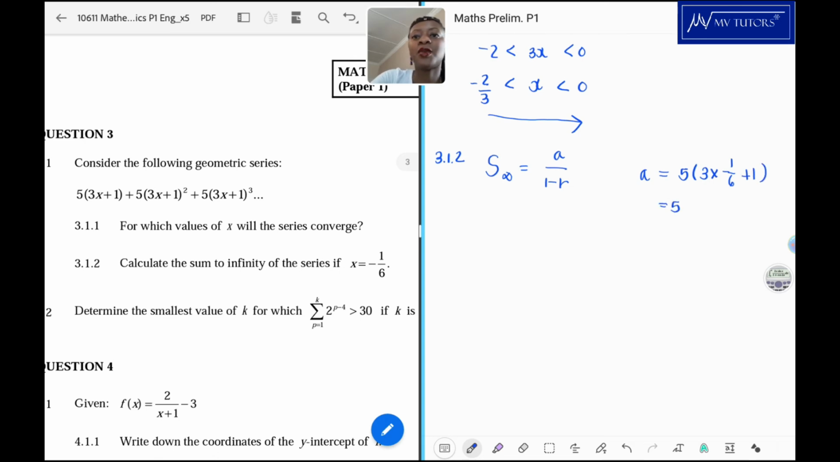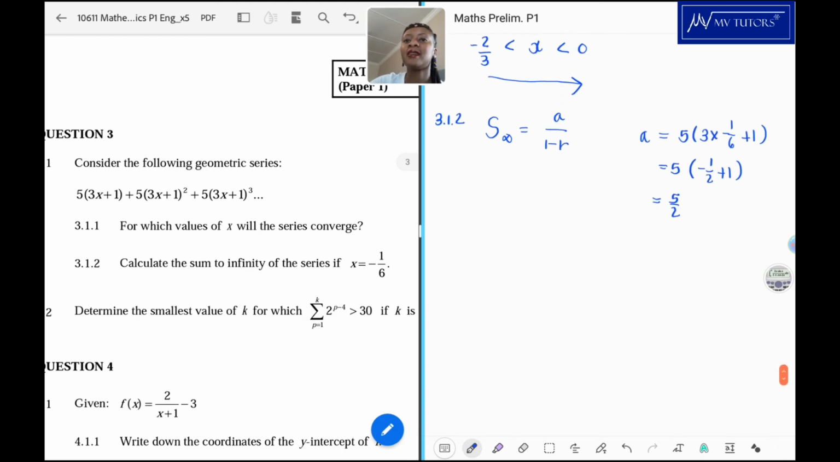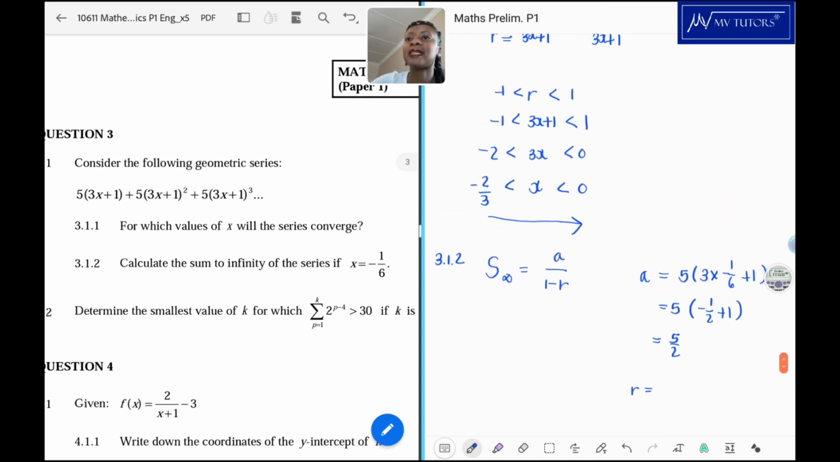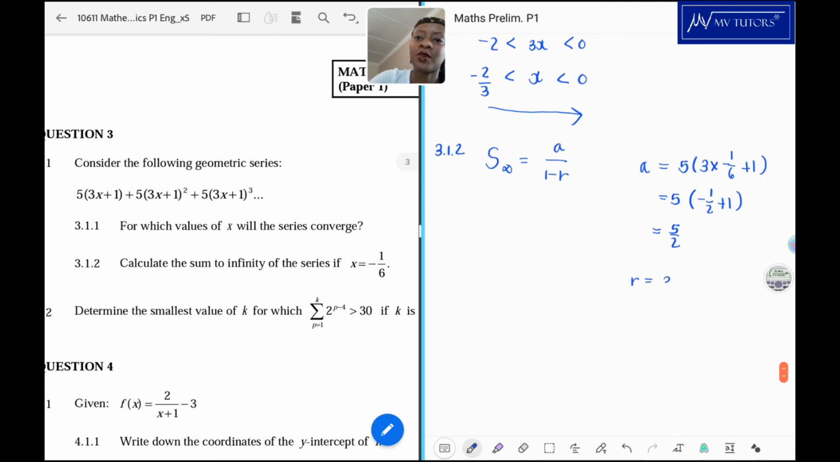So 3 times -1 over 6 is going to be -1/2 plus 1, and then 1 minus 1/2 is 1/2, and 1/2 times 5 is 2.5, but I'll just write 5 over 2. So that is a. And then what is r? We said that it is 3x plus 1. So 3 times x plus 1. Again, we have negative a half plus 1, which is a half. So now we can solve. This was just working out on the side.